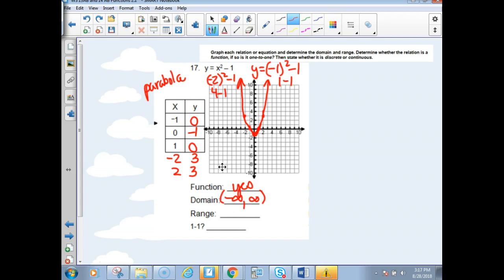The range is restricted, though. So what's the lowest most point? Well, that's right there, right? And that was at 0, -1. So that would be -1 included. And then it goes up, up, up, and the arrows say going up, up, up, and beyond. So we got -1 to infinity. It would not pass a horizontal line test, so it's not 1-to-1. You could hit it in more than one place if you did that line right there.